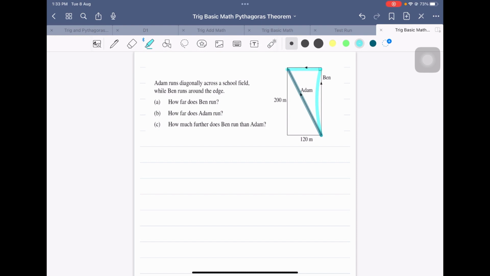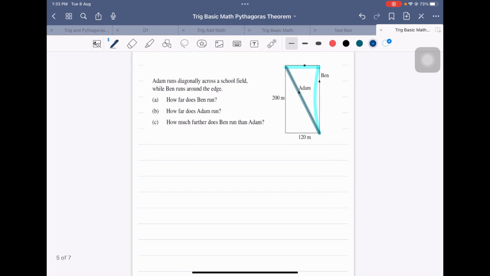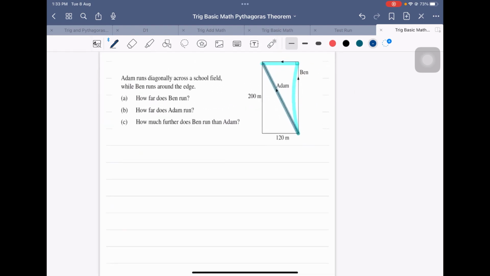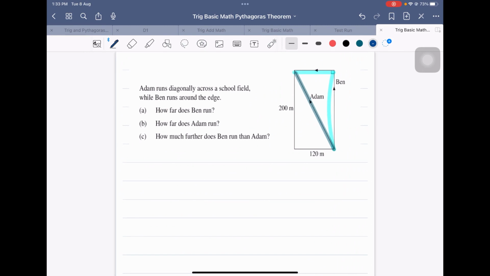So looking at that, how far does Ben run? So as I see it, if this path here is 200, this path here is as well 200 meters. And this is as well 120, it shows a rectangle. So for part A, as I can see, 200 plus 120 meters, which is equal to 320 meters, is the distance Ben had run. How far did Adam run?